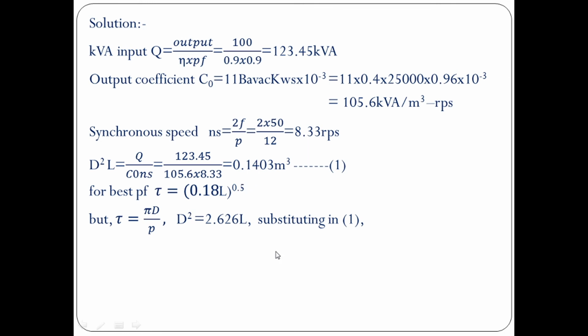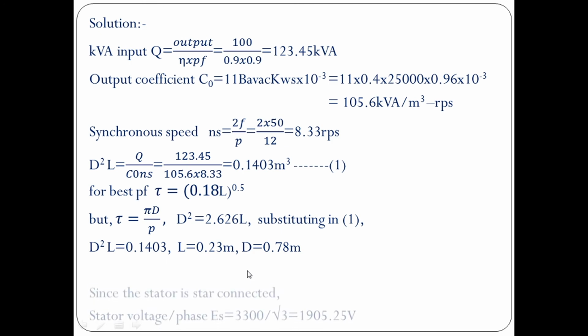So now you are substituting this value in the first equation. So you will be getting d square L equal to 0.1403, and the L value and d value you will be finding out. Based on these two equations, d square equal to 2.626 into L and d square L equal to 0.1403 meter cube, if you solve them, you will be getting L and D, the core length and stator bore diameter.